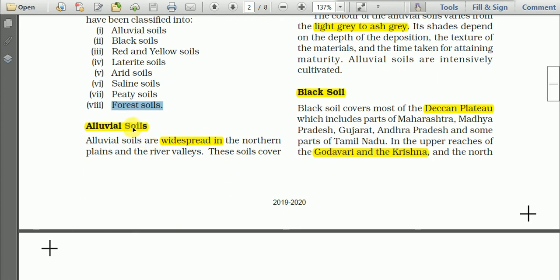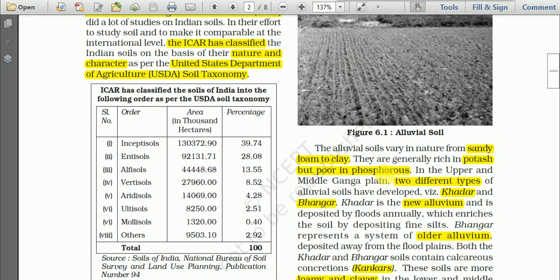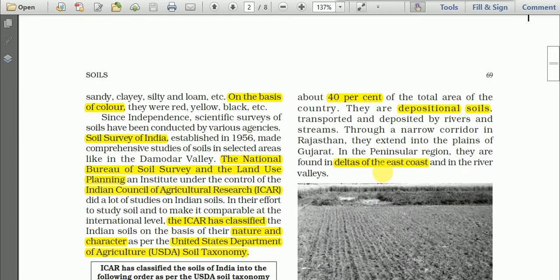First we have alluvial soils, and alluvial soils are widespread in northern plains and river valleys. As you know, alluvial soils are widespread in the northern plains, in the Ganga-Brahmaputra plains and in the river valleys, and these soils cover about 40% of the total area of the country.